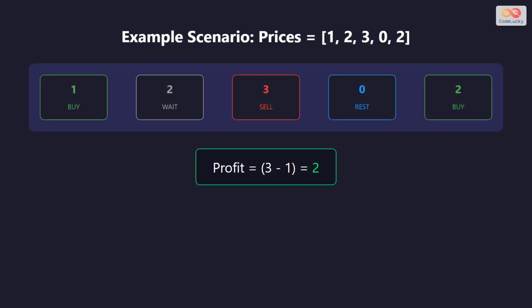Let's look at an example. If prices are 1, 2, 3, 0, and 2, we buy at 1, we wait, we sell at 3 for a profit of 2. Now, because we sold, we are forced to rest on the day the price is 0. We can then buy again at 2 if we want. The key is that the forced rest might make us miss a good buying opportunity.